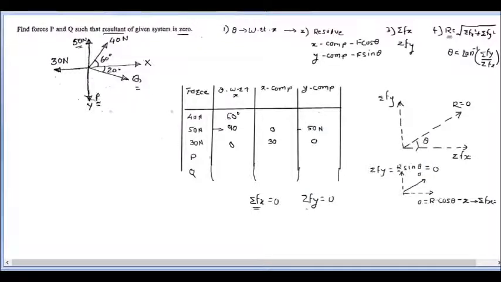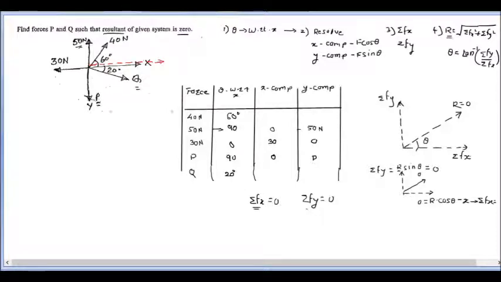Okay, then the P force is acting in the y direction. It means it also has an inclination of 90, so its x component will be equal to 0 and the y component will be equal to the value of P. Q, once again, has an inclination of 20 with respect to x. Now in a similar way, this 40 Newton force can be resolved along the x-axis in the first quadrant, so I'm going to resolve it here only.